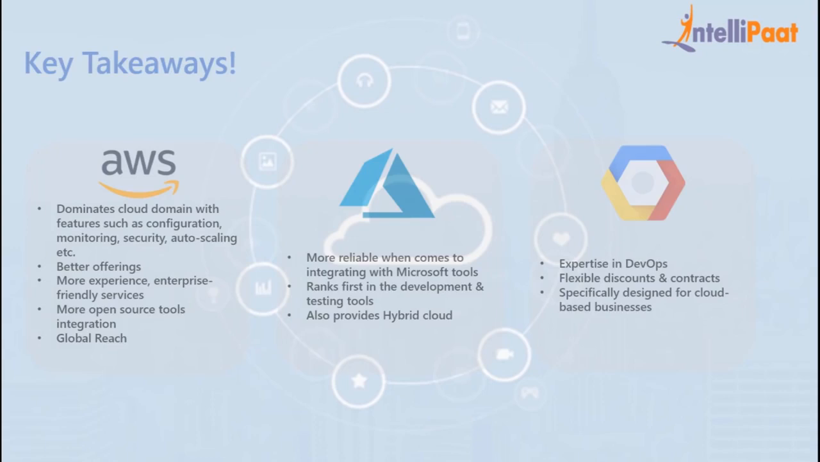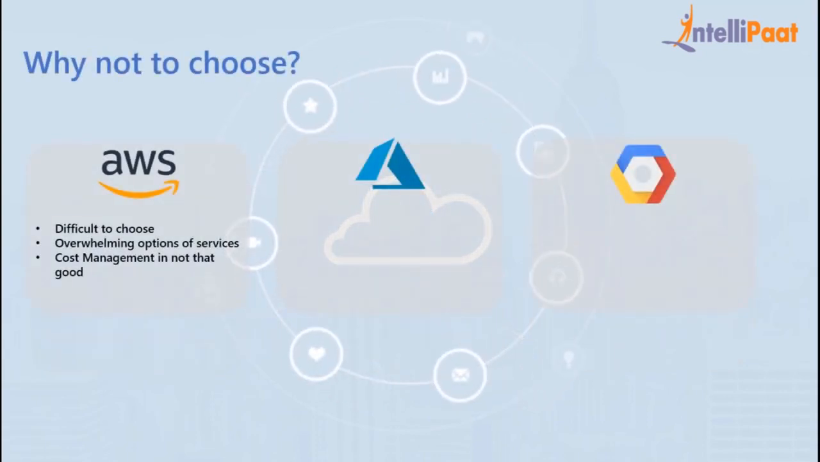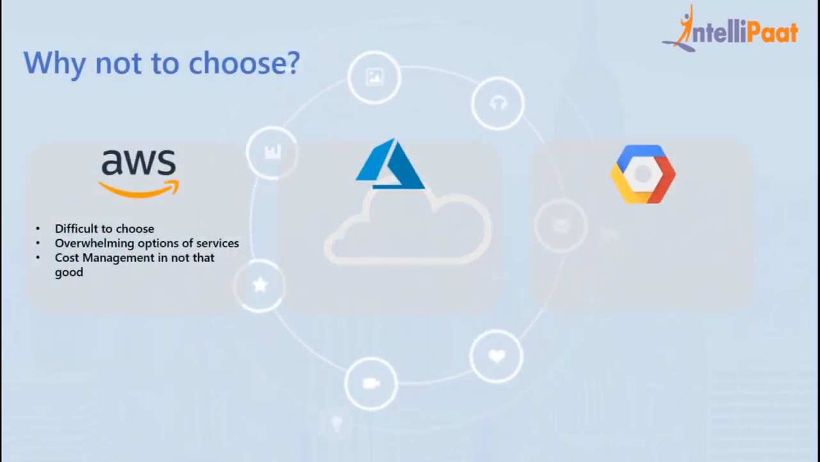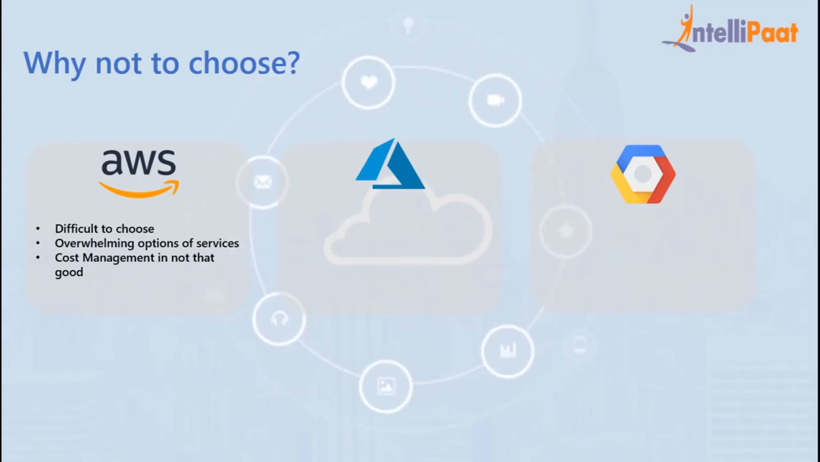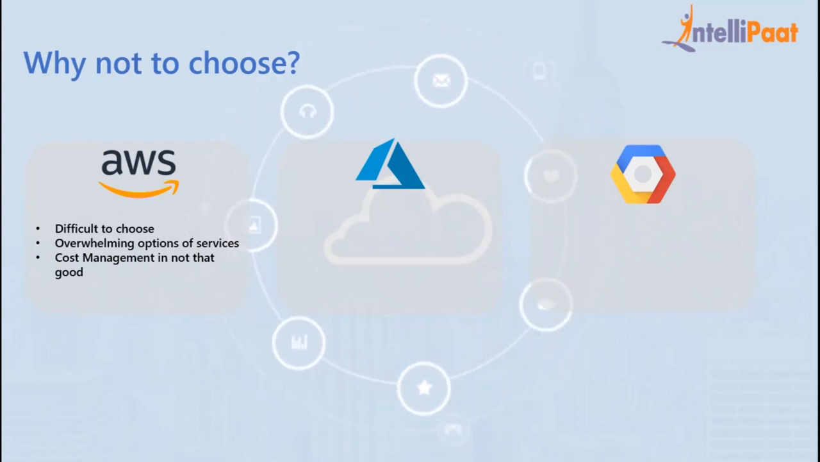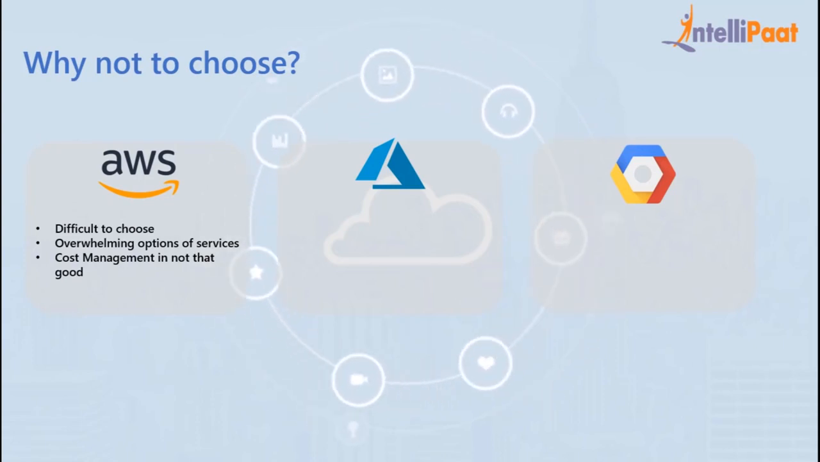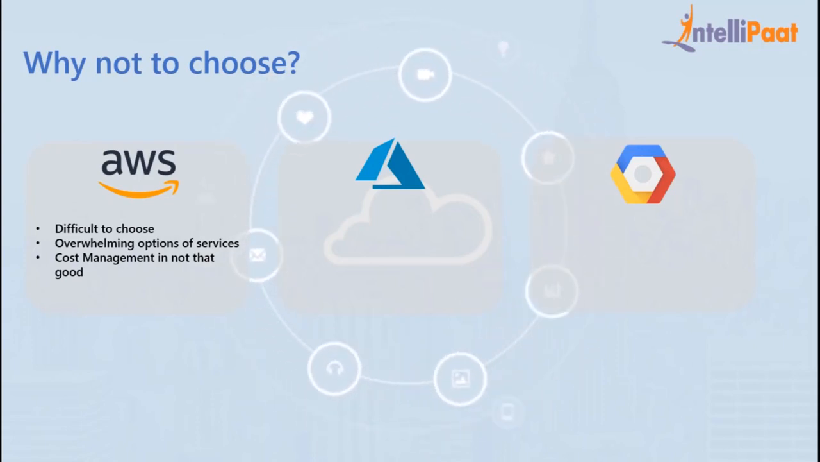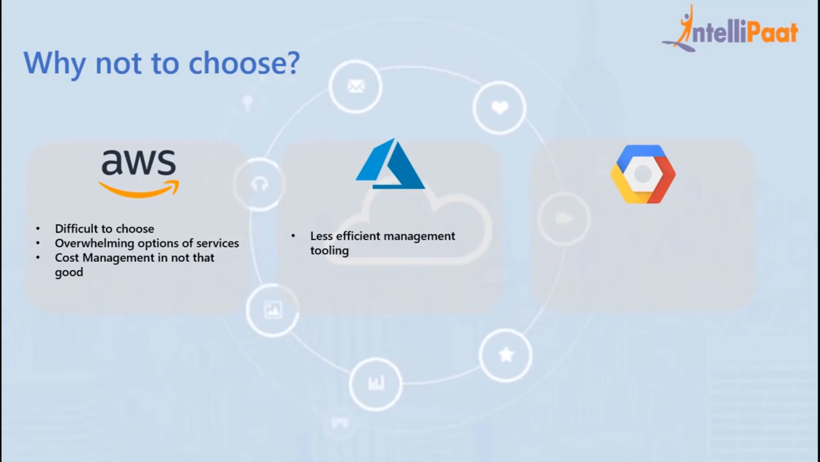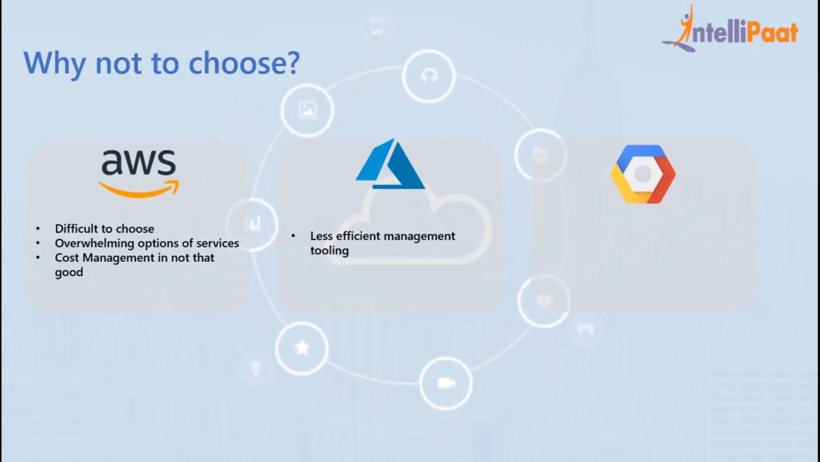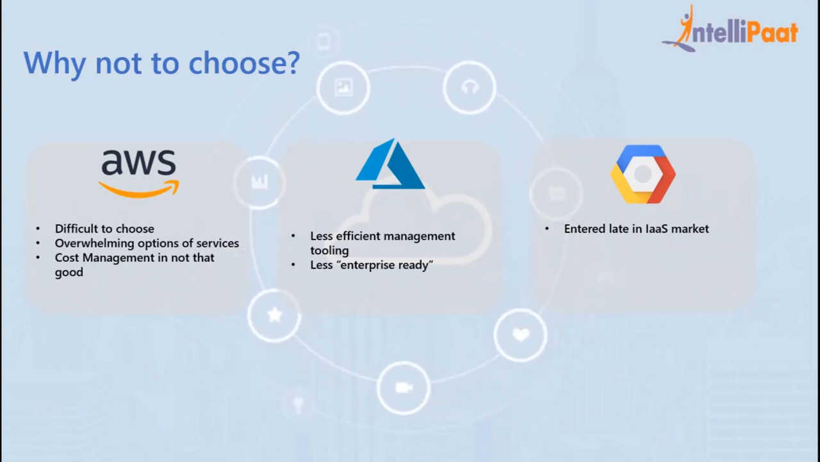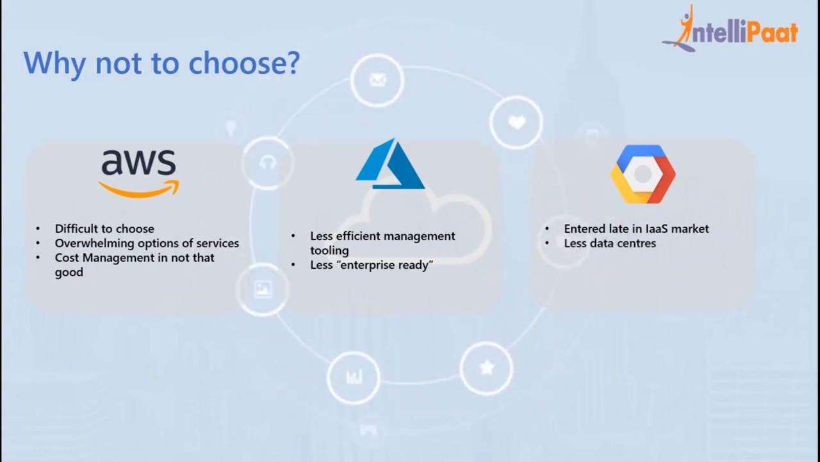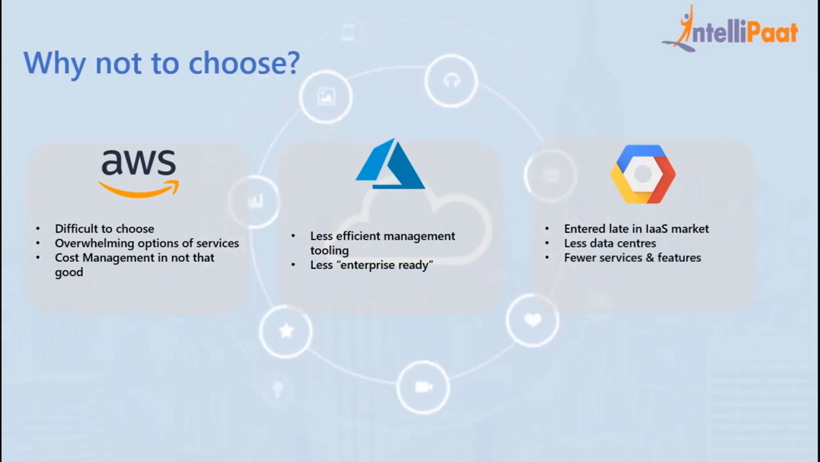Now let's discuss some of the factors on which we should not choose them. No doubt AWS is difficult to use, especially when you compare it with the ease of using Google Cloud. There are like overwhelming options for each domain, which actually ends up confusing the clients. And their cost management is not that good. In case of Azure, they provide you less efficient management tooling and they are less enterprise ready. In Google Cloud, since they entered late in the IaaS market, they have fewer data centers across the globe. Their services are good, but they have fewer services and features.